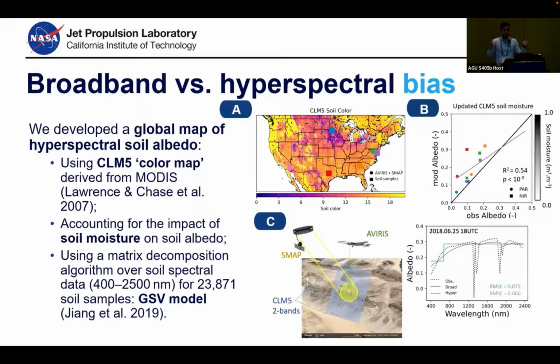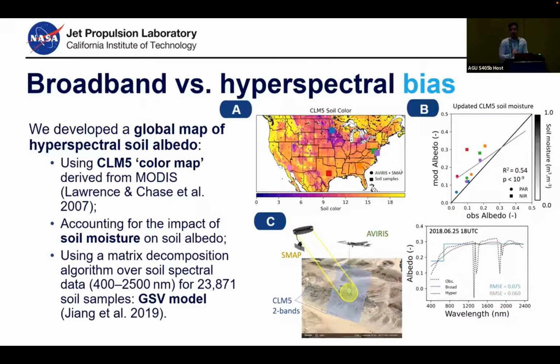This was developed for CLM, and most Earth system models use this idea of a fixed broadband soil albedo background. So what we did was use a machine learning algorithm called the GSV model, which was trained with more than 20,000 hyperspectral soil samples. We then used this machine learning algorithm to make a hyperspectral curve from the two broadband curves in CLM globally. And so we generated this map at 0.2 degree resolution.